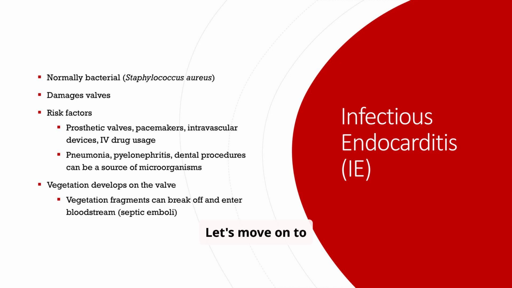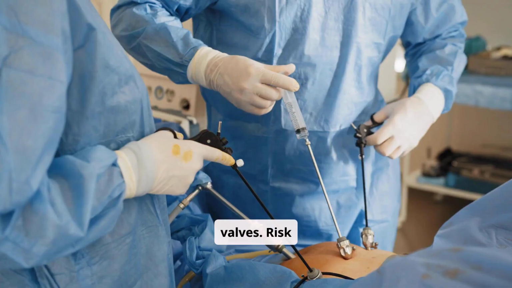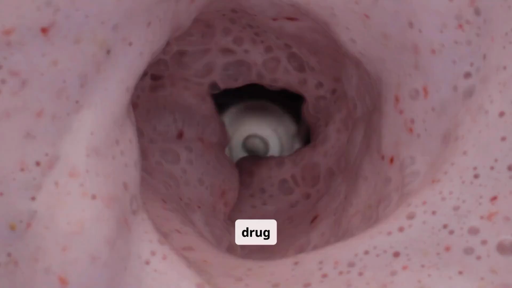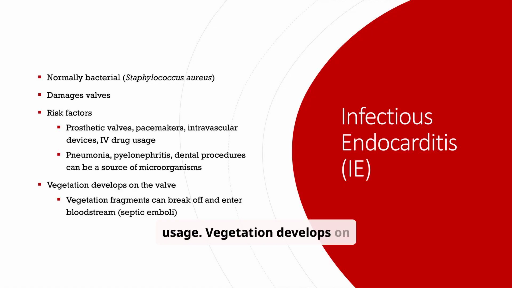Let's move on to infective endocarditis, IE. IE is normally bacterial, often caused by Staphylococcus aureus, and it damages valves. Risk factors include prosthetic valves, pacemakers, intravascular devices, and IV drug usage. Vegetation develops on the valve, and fragments can break off and enter the bloodstream as septic emboli.